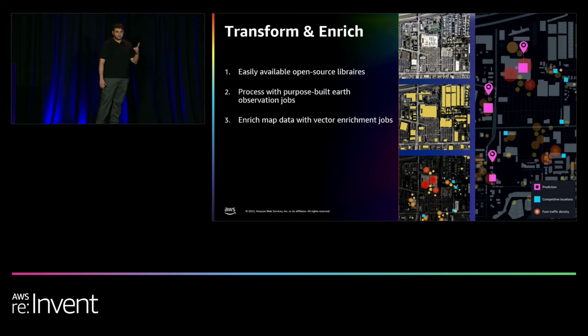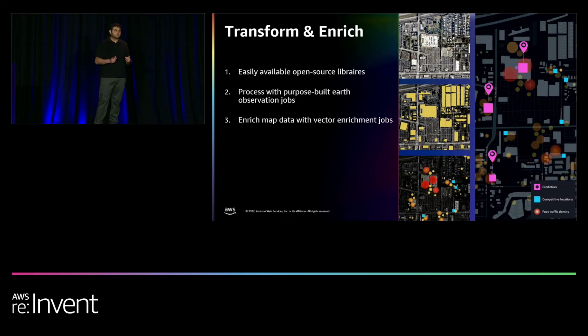We are shipping 2 types of operations. First, we are introducing a concept of Earth observation jobs inside SageMaker. Now, these Earth observation jobs allow you to process satellite data. They've been purpose-built so that with any connectors that we have built, you can bring the data in easily and process it with these Earth observation jobs. You only need to provide 3 inputs.